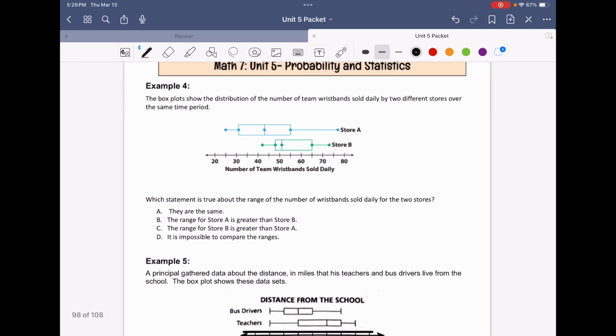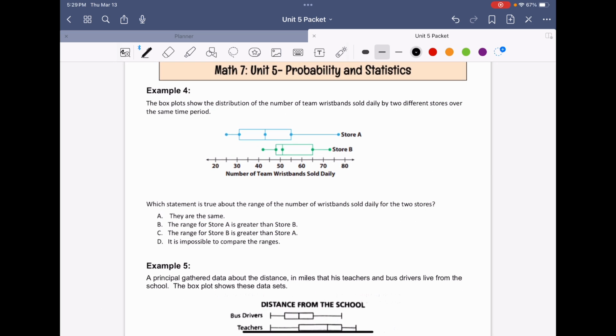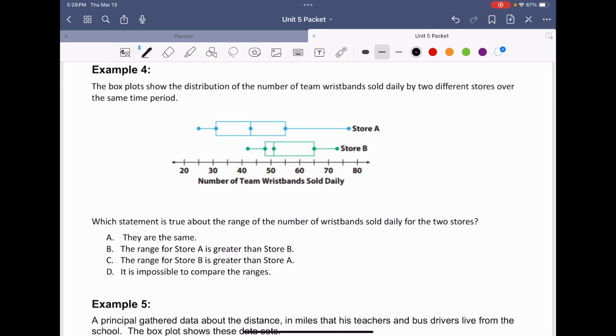Example 4. Box plots show the distribution of the number of team wristbands sold daily by 2 different stores over the same time period. Which statement is true about the range of the number of wristbands sold daily for the 2 stores? So we need to first find the range. I'm going to let you pause the video, try it on your own. When you're all set, unpause and check.